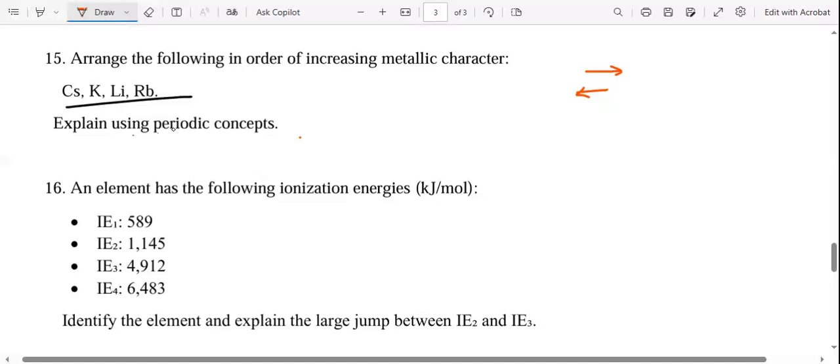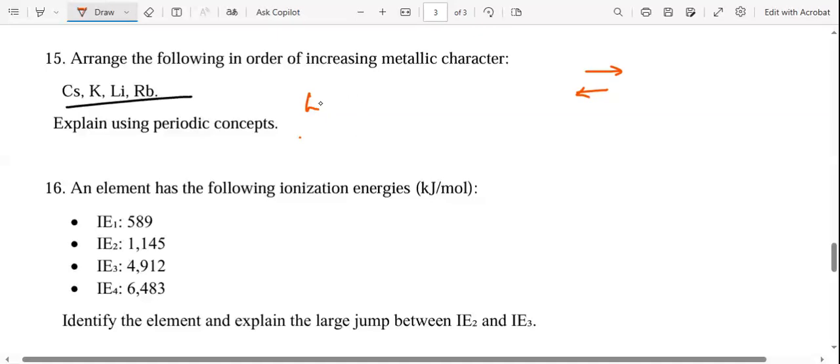gases. So explain using the periodicity concept. That's the explanation I'm just saying. This is how we group them. If you check on the periodic table, lithium is more metallic. So arrange the following in order of increasing metallic character. This is how they will increase.